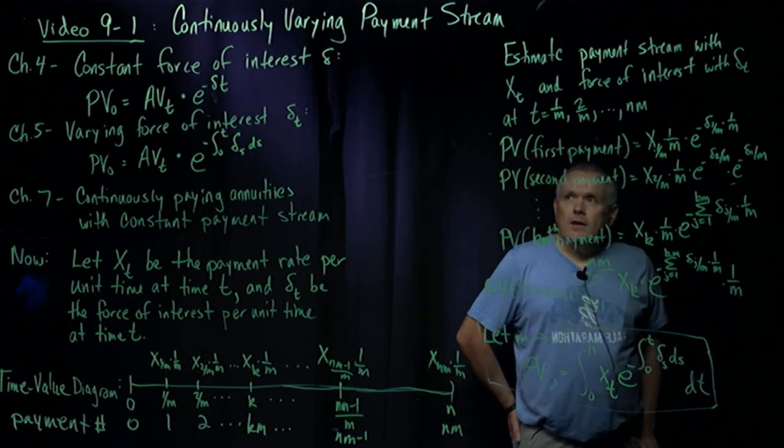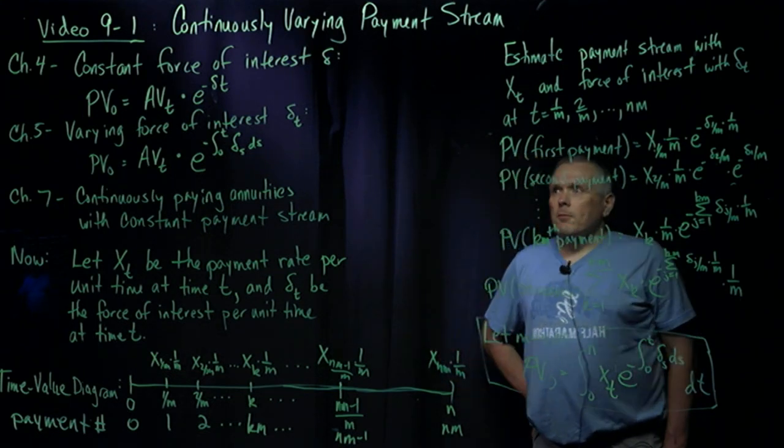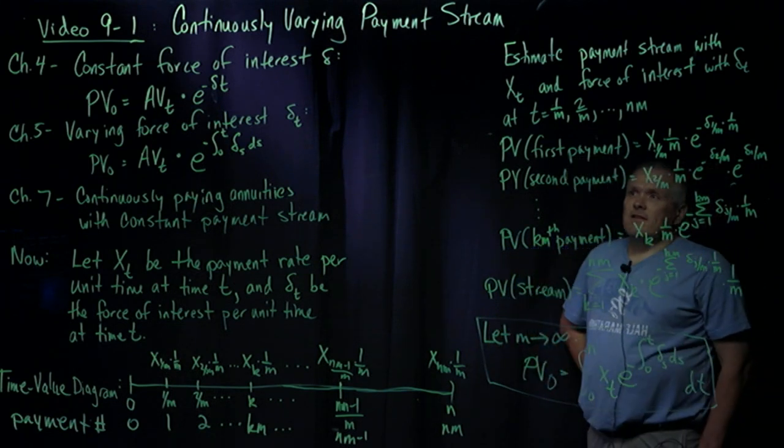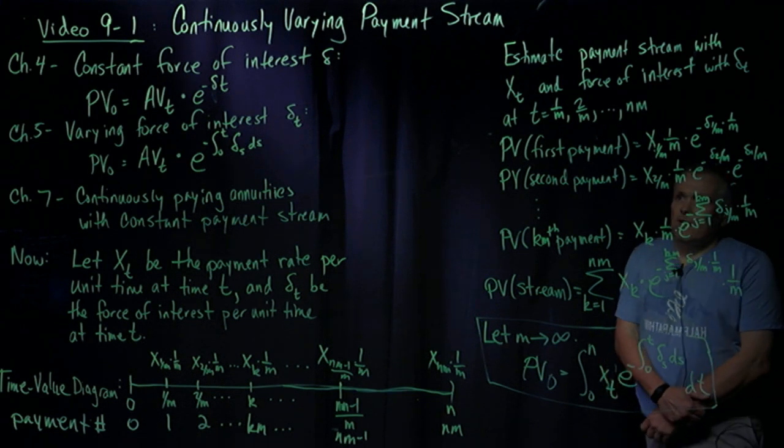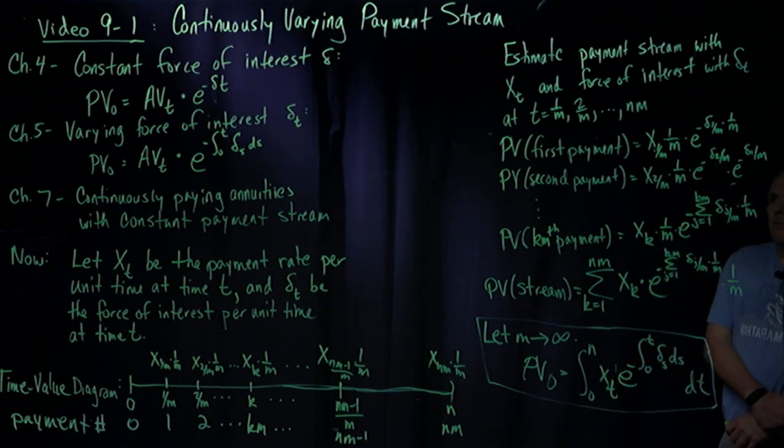Okay, in this video we're going to talk about how we determine the present value of a continuously varying payment stream when the force of interest could also be varying. So take a second here to pause the video, write down the notes, and then we'll go through things.